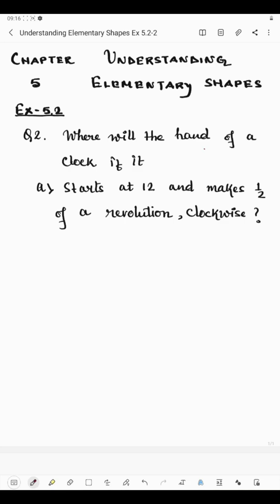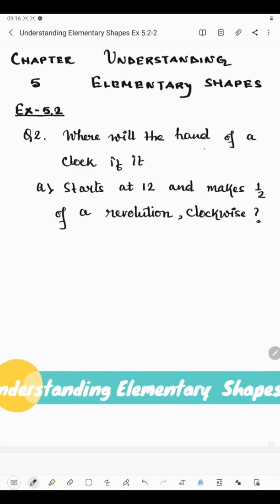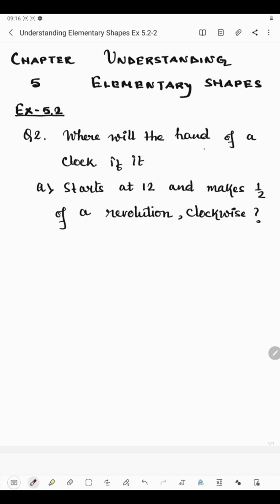Hello students, now I'm going to start question number 2 of exercise 5.2. Question number 2 says, where will the hand of a clock stop if it starts at 12 and makes half of a revolution clockwise? So here it is given that the hands of a clock start at 12. Now after half of a revolution, where will the hand of a clock stop?